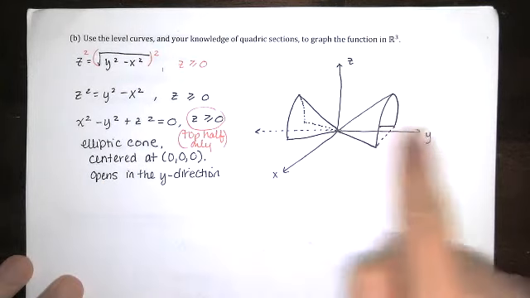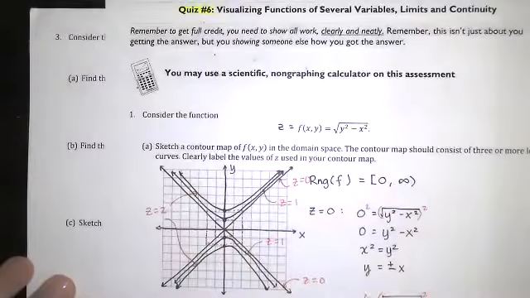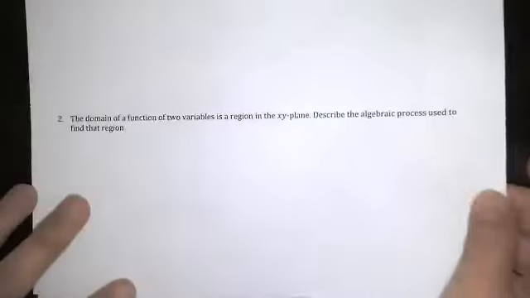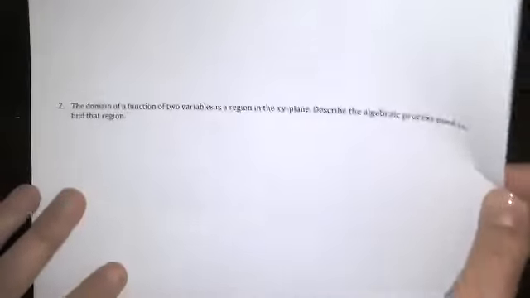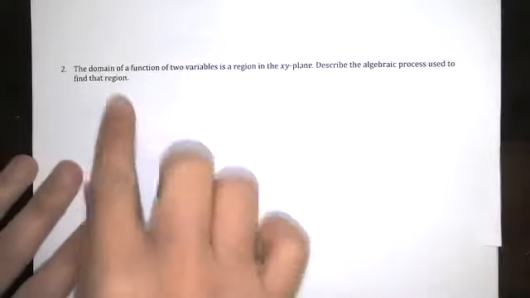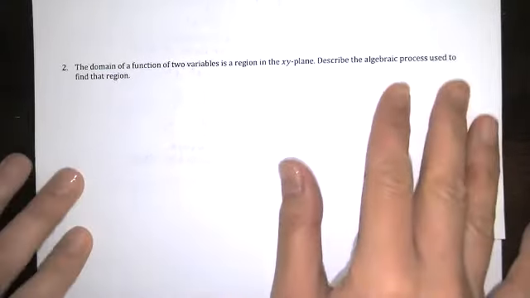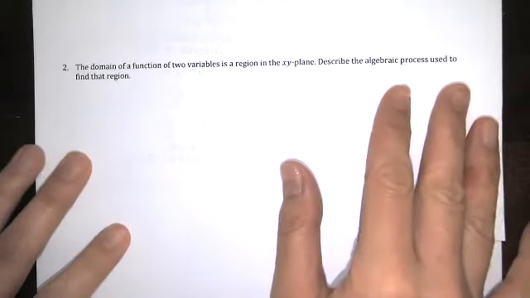And you can imagine if we keep slicing it, we're going to see something that looks like that. It's a very good sign. Okay, so the next question says, find the domain of a function. Or no, wait, it doesn't say that. It says, the domain of a function of two variables is a region in the xy plane. Describe the algebraic process used to find that region.